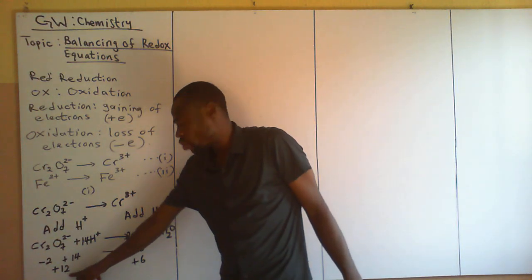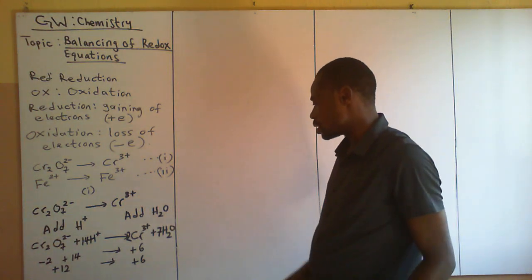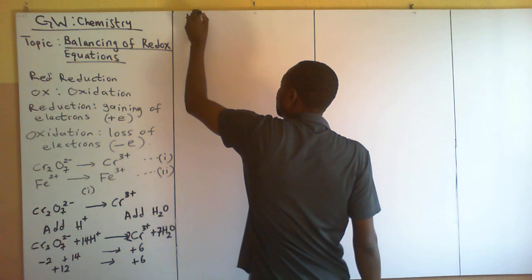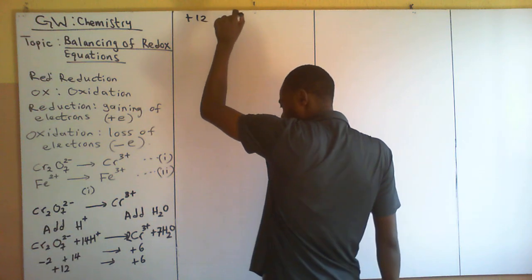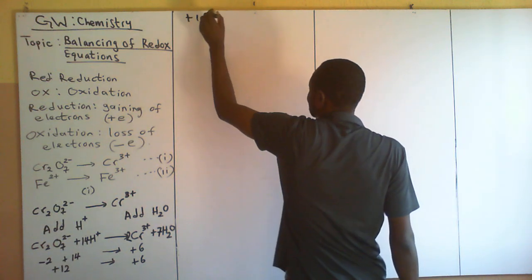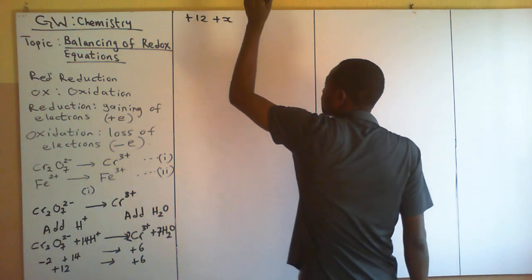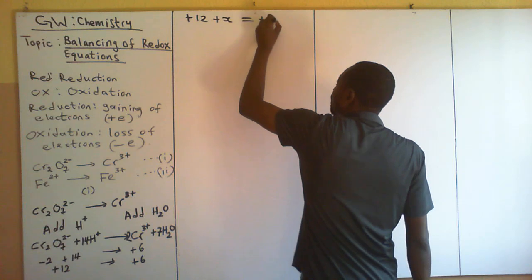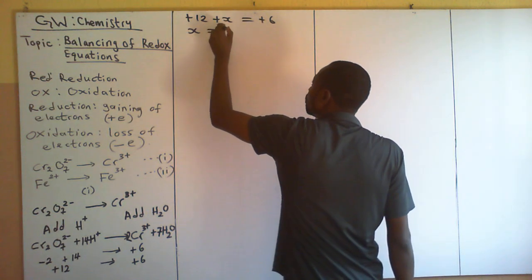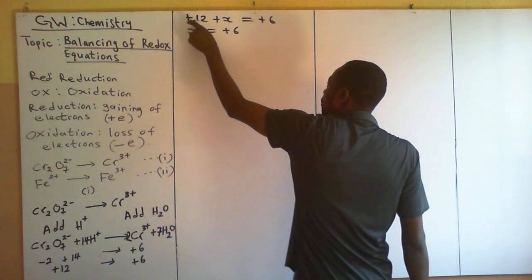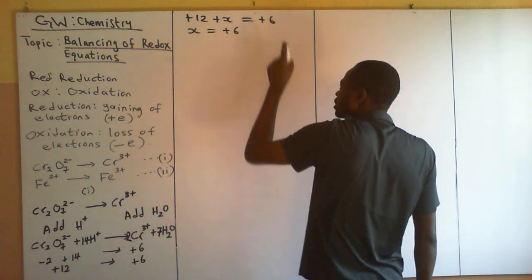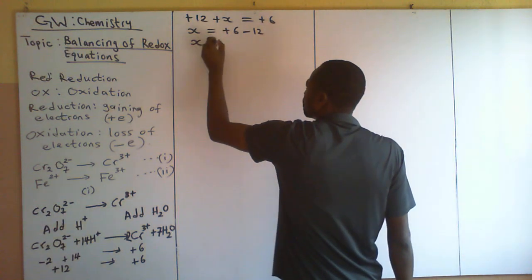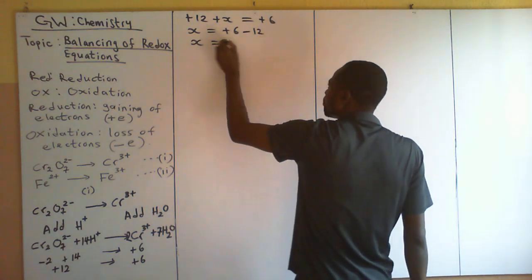The number to be added to 12 to give us plus 6, let it be x, so x equals plus 6 minus 12. When plus 12 goes to the left hand side, we are going to have minus 12. X equals plus 6 minus 12, which is minus 6.